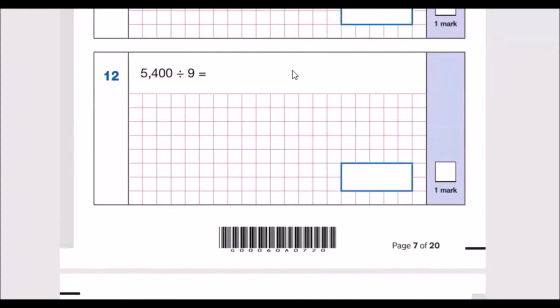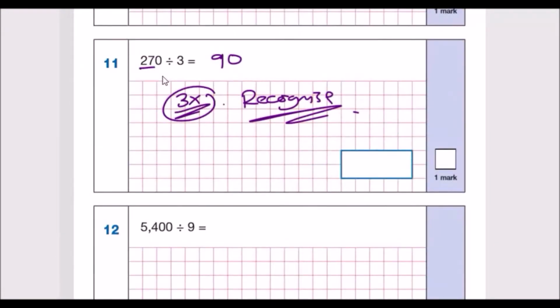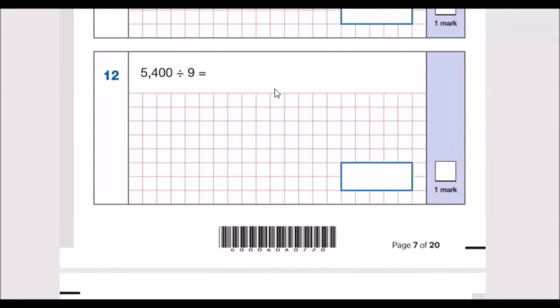Next one, number 12. 5,400 divided by 9. So just like number 11, you have to recognize your 9 times table. So how many 9s go into 54? Well, this one again is straightforward. If you know it, then you know it. If you don't know it, so just counting, it should be 6. So the answer would be 6 with 2 zeros. So just 9 times 6 is 54.